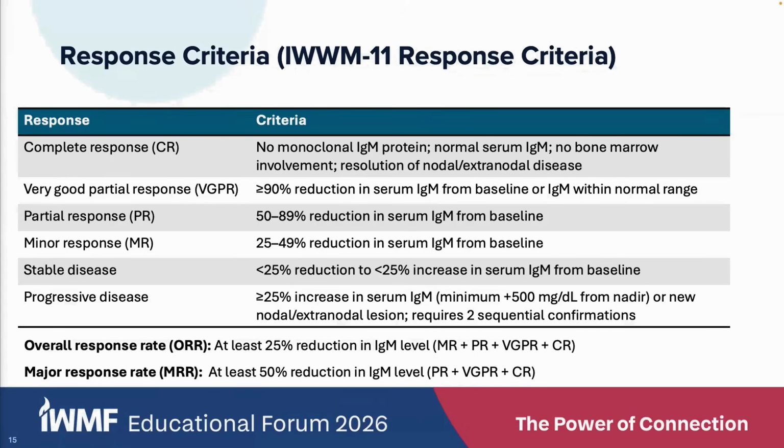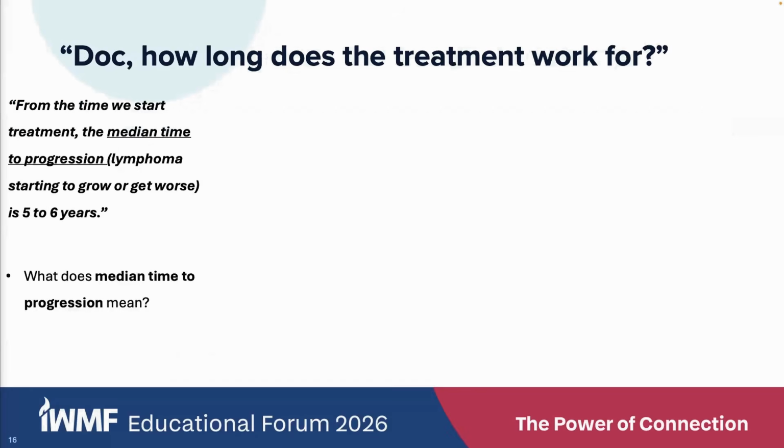And then there's something called the overall response rate. That lumps minor response and higher, so having achieved at least a 25% reduction in the IgM, and then the major response rate, when you have at least a 50% reduction in the IgM. Again, the details, the percentages are not super important, just to tell you how this is done, and you might again see it in your clinic notes.